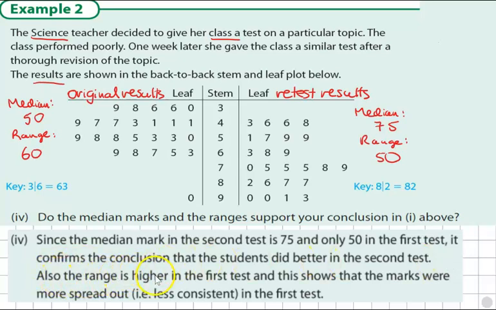Also, the range is higher in the first test, so the range was 60 compared to 50. This shows that the marks were more spread out, i.e. less consistent in the first test.